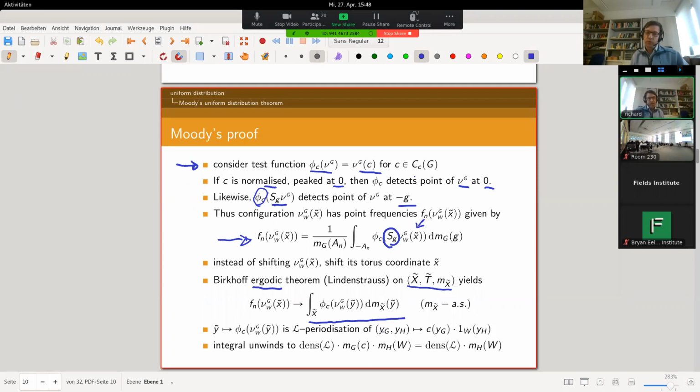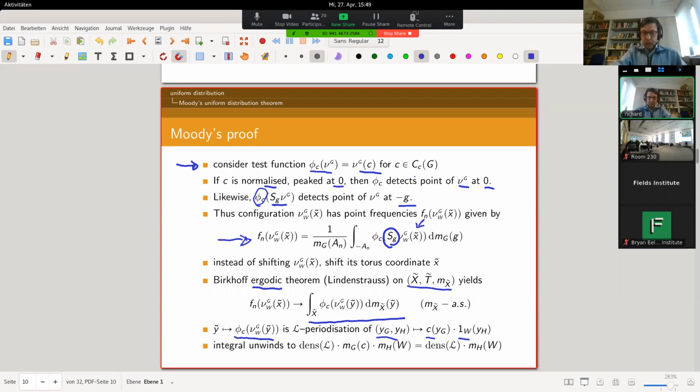Now it remains to compute this integral. And what you have to study is the function appearing here. And if you think a bit about it, because it's a sum, it's just an L periodization of a very simple function on G times H. And the very simple function is just the product of C and the characteristic function of the window. And once you see this, then the integral actually unwinds via the quotient formula or disintegration formula, and you just get the result. So that's a very nice proof.